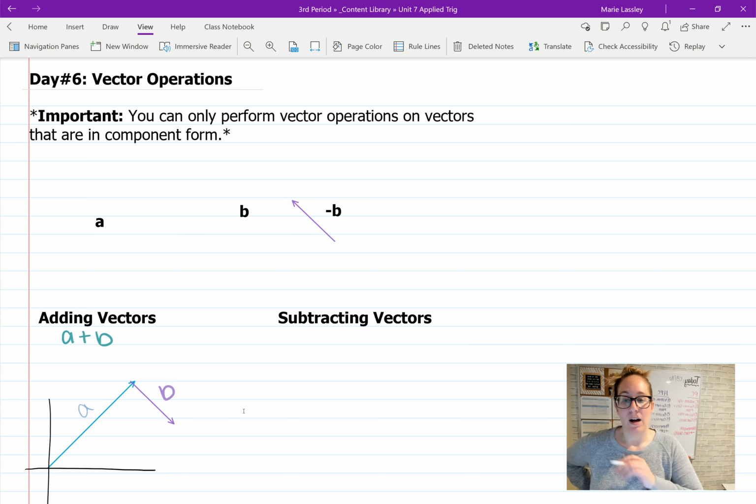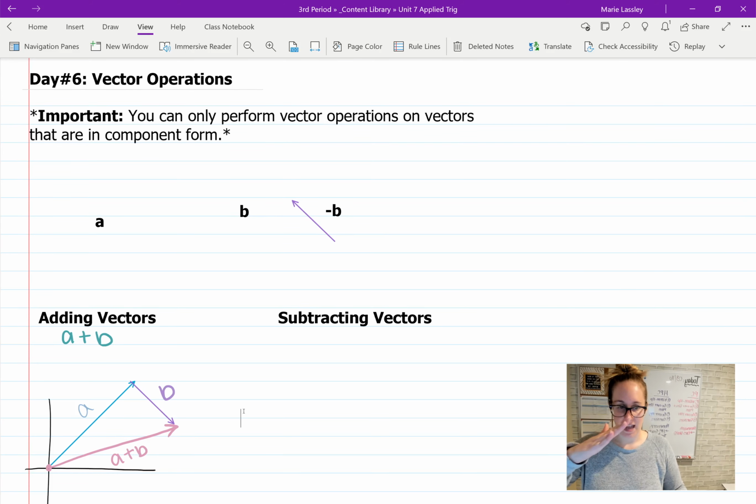Now, that's what the addition looks like visually. So you have A, you stick B at the end of it, tail to head to tail, or whatever you want to think of it. But the actual addition vector is the vector that goes from 0, 0 to the end of vector B. So this is the addition vector. That is vector A plus B.